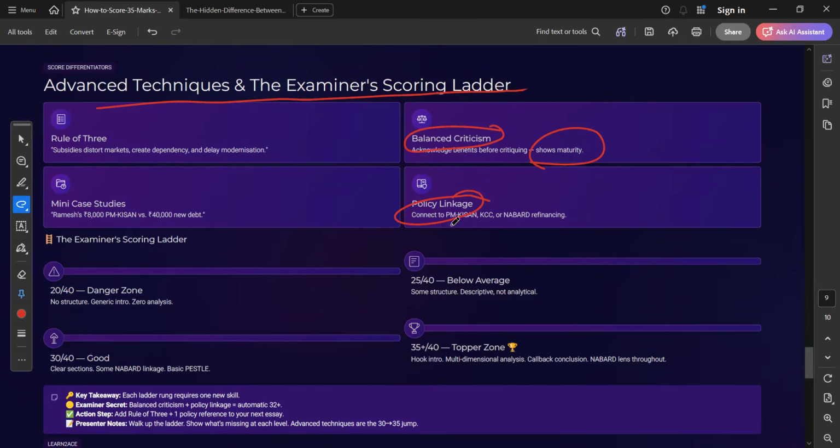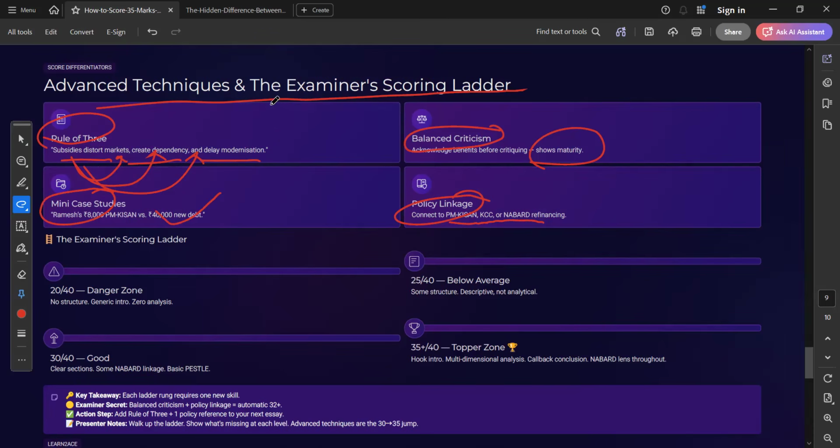Policy linkage: use schemes like PM Kisan, cases in NABARD. So it is about this topic only which we were writing. You can use certain mini case studies, and the rule of three, like subsidy distorts market, yield dependency, and delays modernization. What is the rule of three? If you write a certain point, say what it does, what it does, what it does.